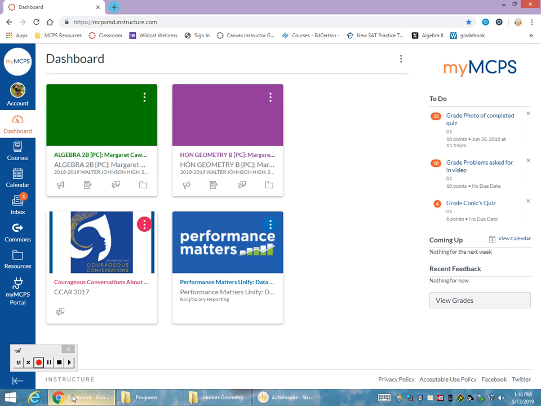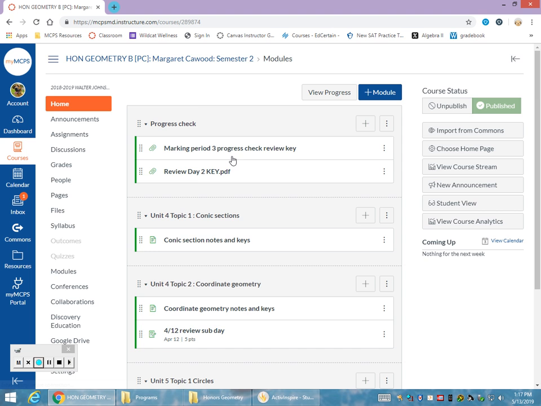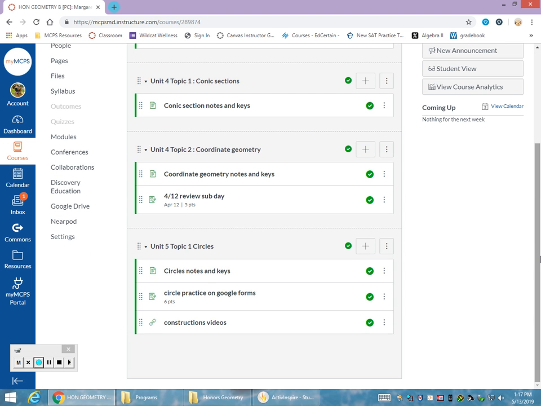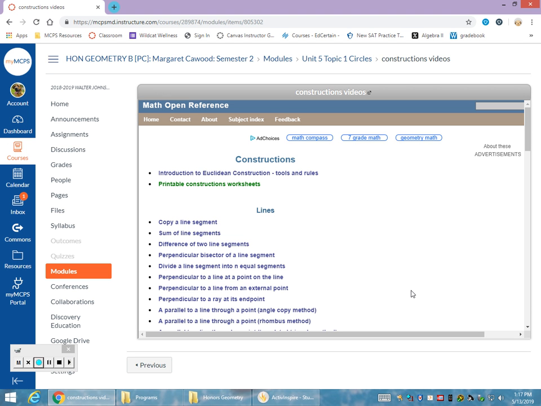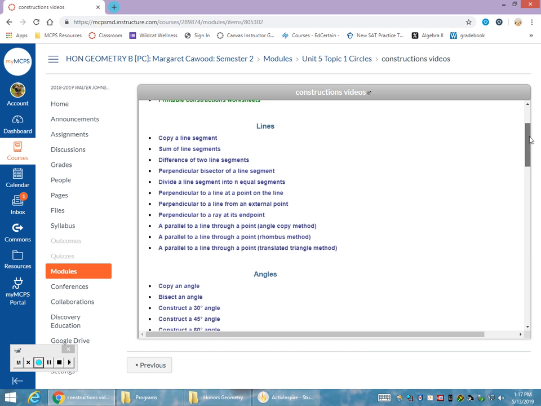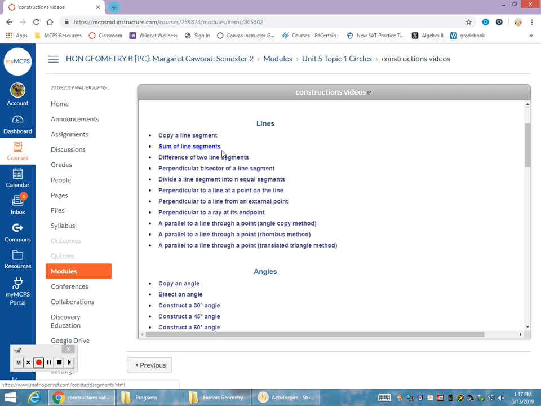So in your MyMCPS, when you're at home, or if the sub is okay with you using your phone as a resource, you could have this going if you have the app. So if you have the MyMCPS Canvas app, you can go in and access this, right? You can go down, and here I have construction videos. What I like about these, you may have seen this resource in the past. I posted it for my students. It gives me all sorts of links: copy a line segment, perpendicular bisector of a line segment, angle bisector of an angle.